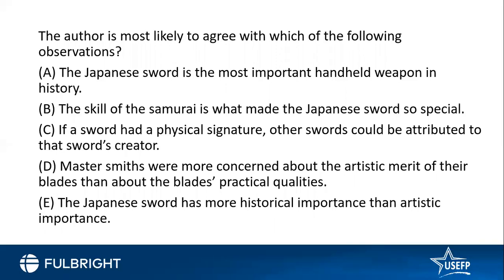So this is an extreme view. It is like comparing it to the entire history, the most important, and you're not sure about that. So be wary of opinions which are extreme. The skill of the samurai is what made the Japanese sword so special. If a sword had a physical signature, other swords could be attributed to the sword's creator. Yes, this was mentioned, how a physical signature is traced back to the maker, the smith. Master smiths were more concerned about the artistic merit of their blades.